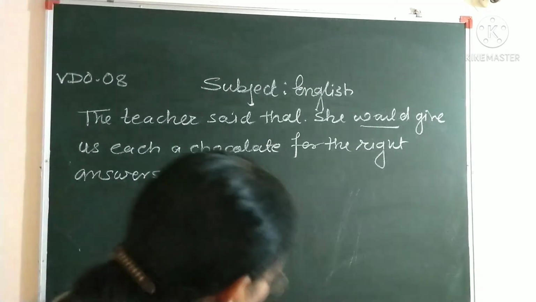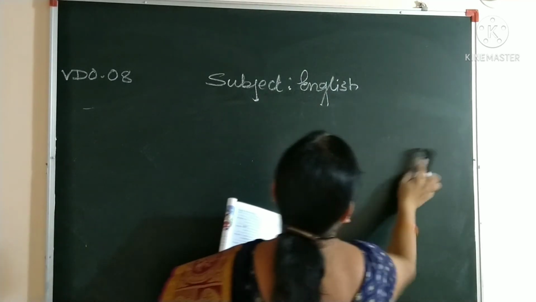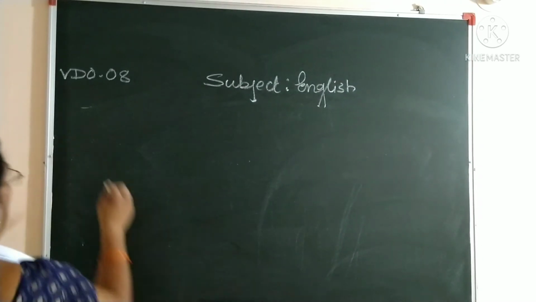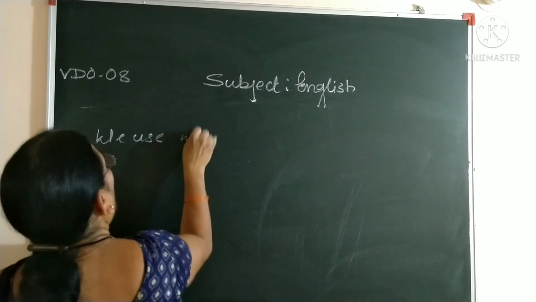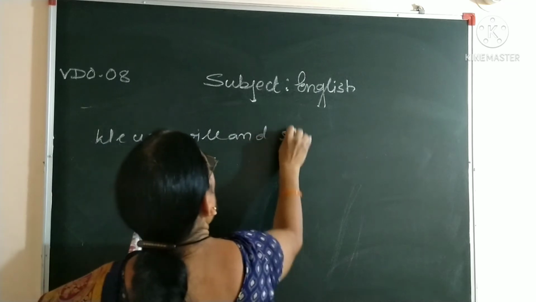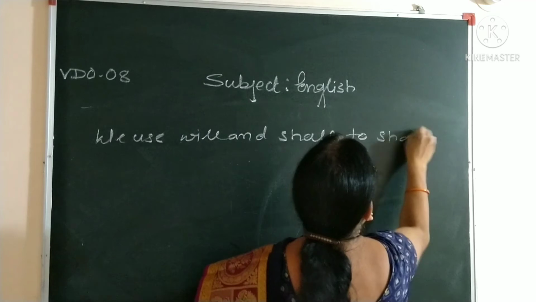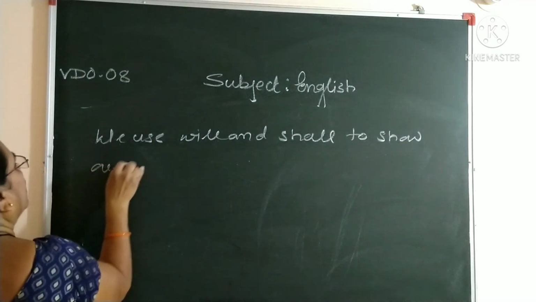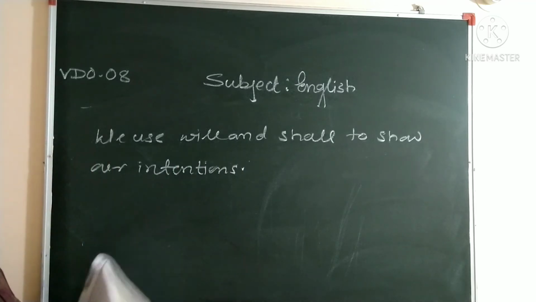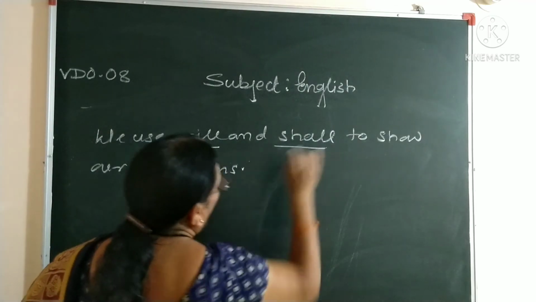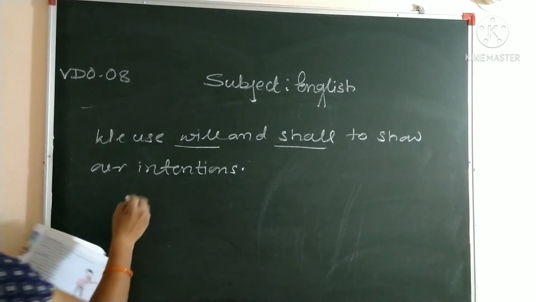Now we see will and shall to show our intentions. We use will and shall to show our intentions. The modal auxiliaries will and shall show our intentions. Examples.